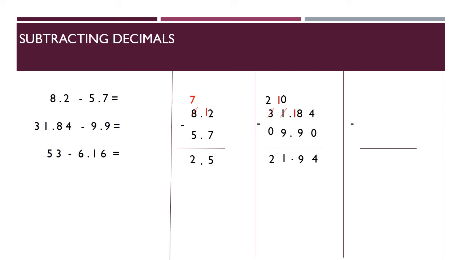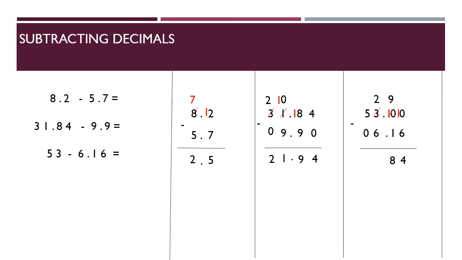The last one we write 53.0, but we add another 0 because we have tenths and hundredths. Then we write 6.16 and we write 0 in the empty space and we start subtracting. 0 minus 6 we can't, so we cross 3 and become 2. 0 becomes 10, then we cross it to become 9, and we put the 1 with the 0, so it becomes 10. 10 minus 6 equal 4. 9 minus 1 equal 8.